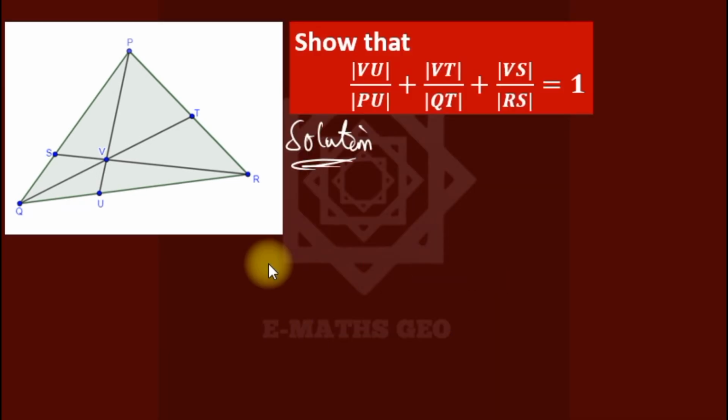Okay, to solve this, we use 2 major theorems. The first one is that the ratio of areas of 2 triangles with the same base equals the ratio of their heights. Second, we use similar triangles. So let's add 2 auxiliary lines. So I've added 2 auxiliary lines.